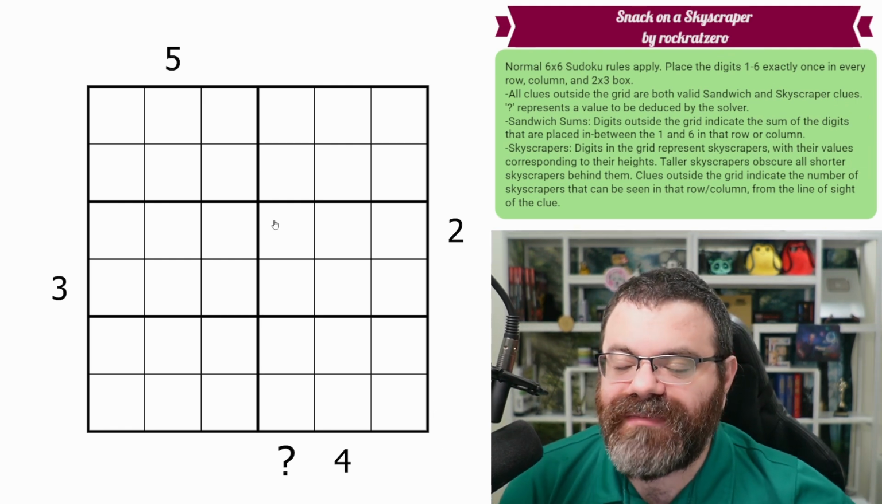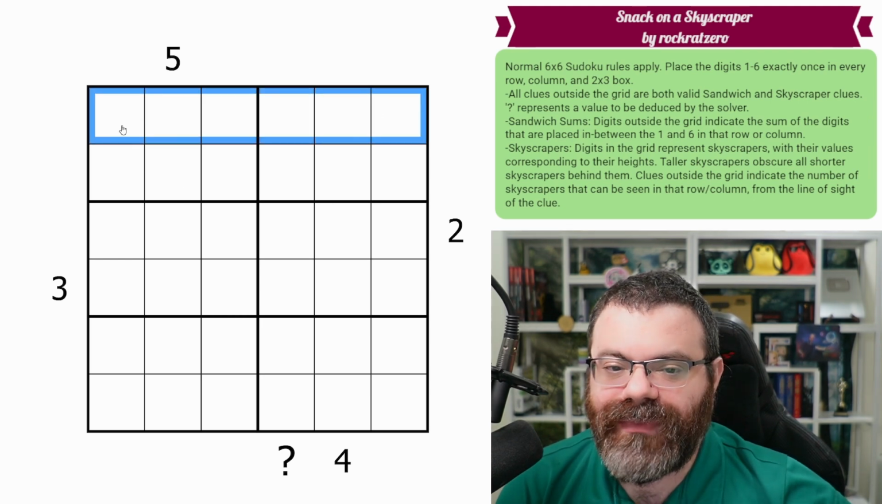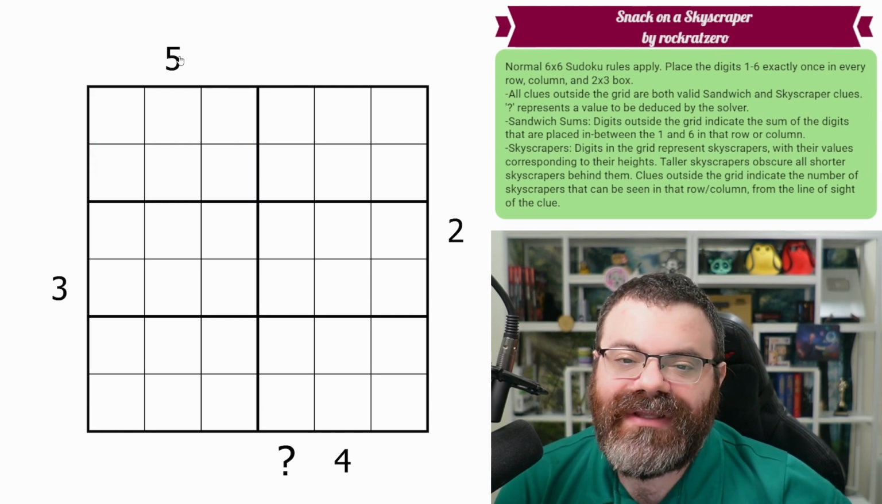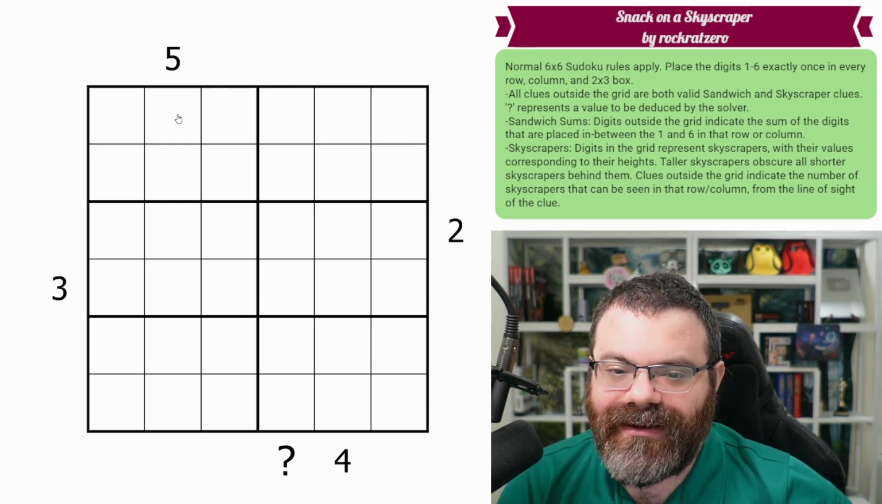So we do have normal 6x6 Sudoku rules, meaning in every row, every column, and every 2x3 box, we are placing the digits 1 to 6 exactly once each. We also have these digits outside the grid. Let's start with this 5 here.